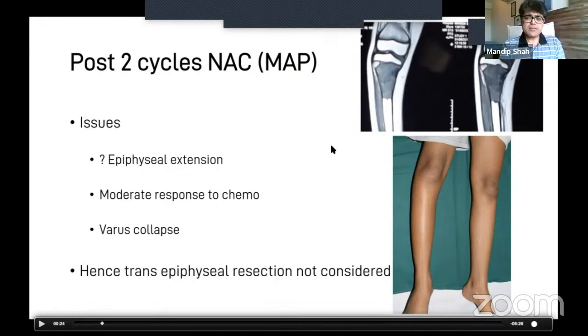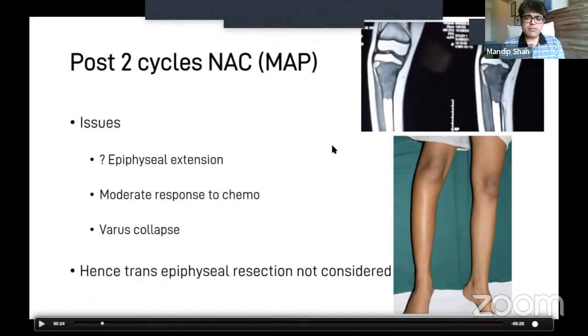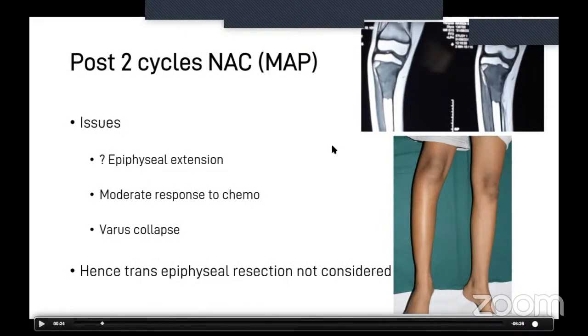So, Chetan, if you have to do an osteoarticular resection here, what will be your reconstruction option? Well, he is ideal for an expandable mega prosthesis. That is the only solution I can think of. Or the other option is a rotationplasty.